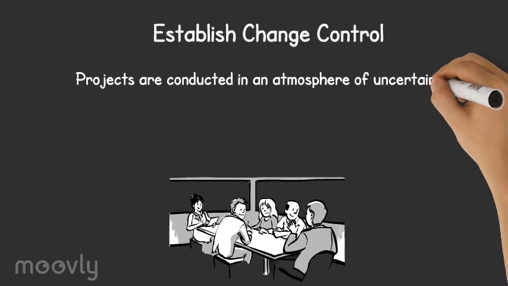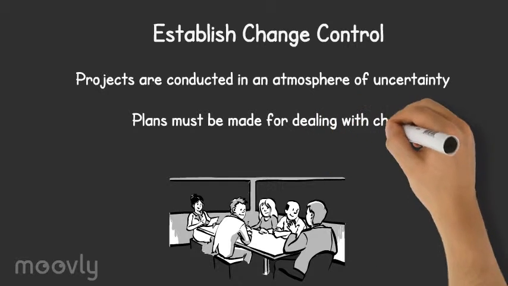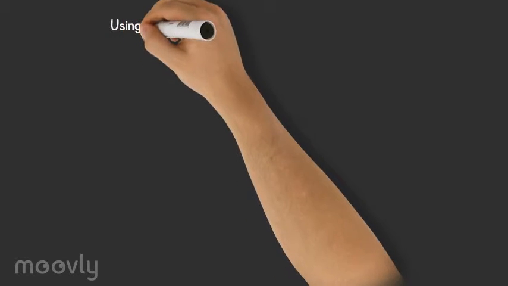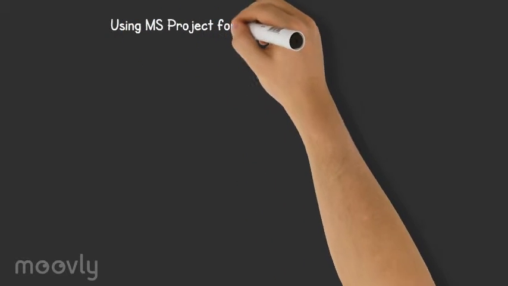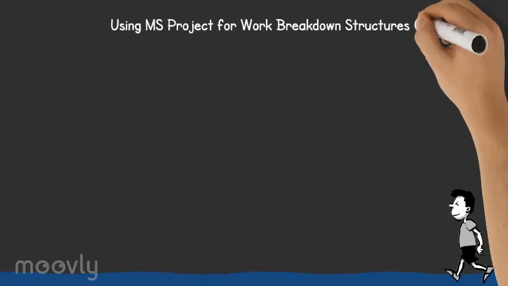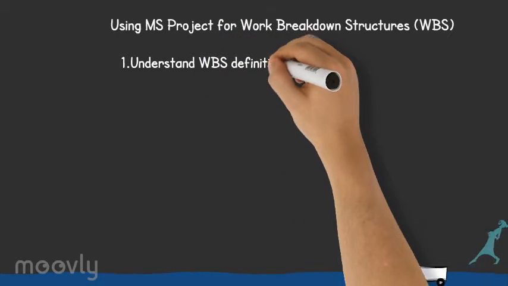Using MS Project for work breakdown structure. Here we will see the 5 procedures. Understand WBS definitions and displays. Enter summaries. Create the outline for your WBS. Insert the rows, numbers and columns. Lastly, hide or show the desired amount of detail.